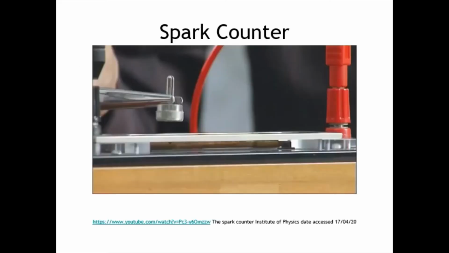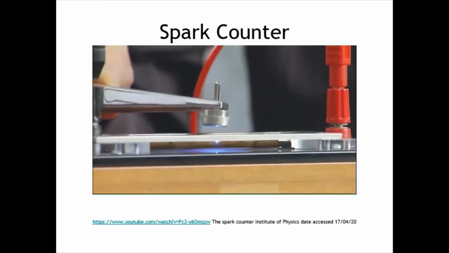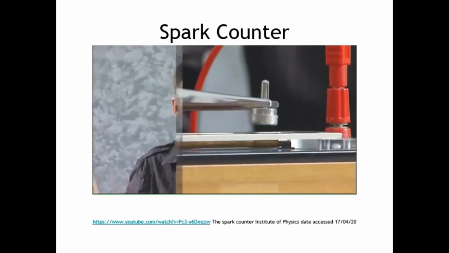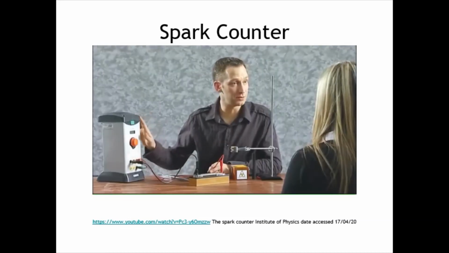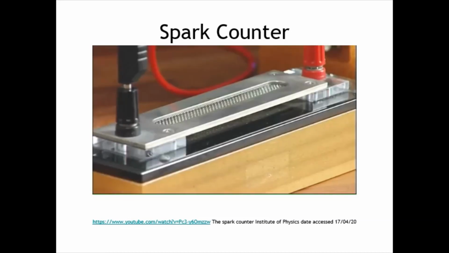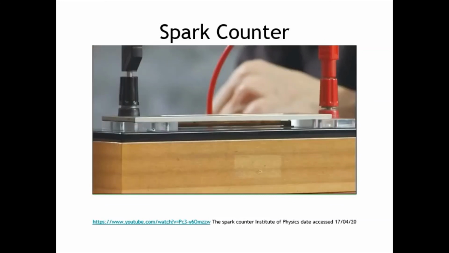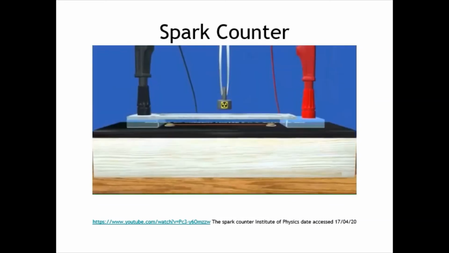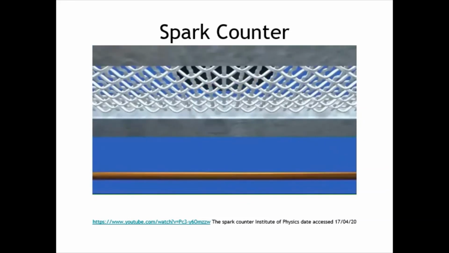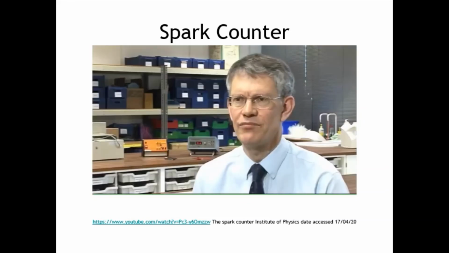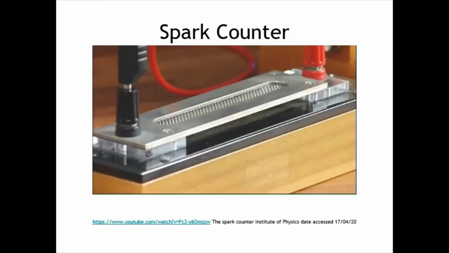One of the other ways of seeing ionization of individual atoms is in a spark counter. Next, we're looking at counting the individual alpha particles. I'm going to connect the negative side of the high voltage power supply to the grill on the top of the spark counter. Underneath the grill, you'll see there's a thin wire which I'm going to connect to the positive side of the power supply.